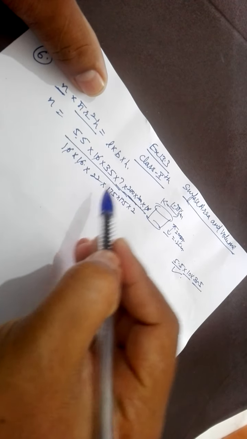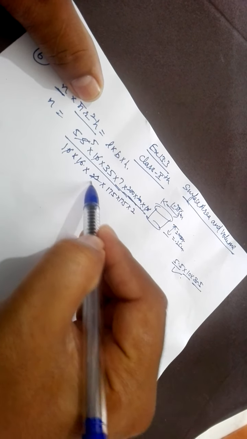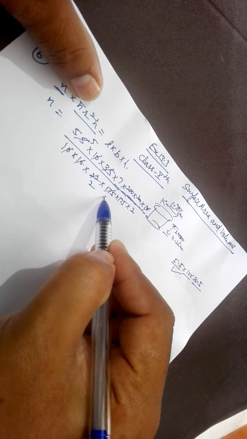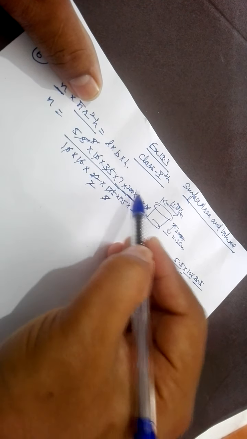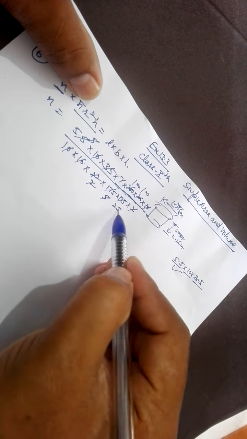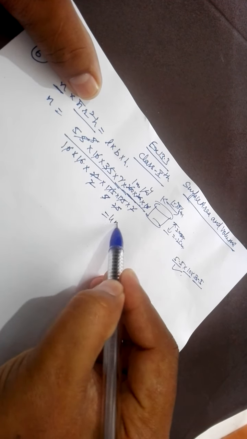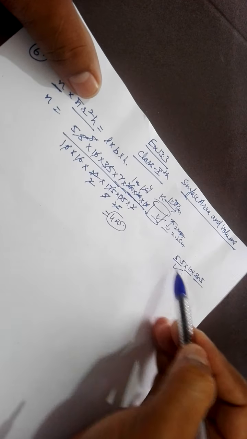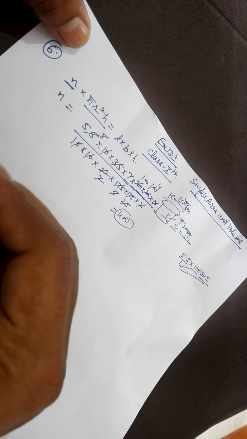Now make the calculations. 5 got cancelled. That is 25. That is 100. Now 400 coins of this dimension are required to make this cuboid.